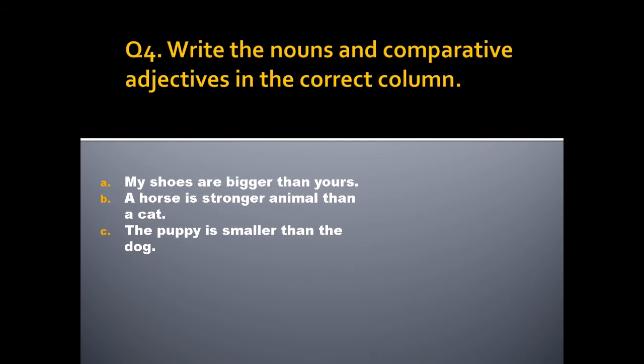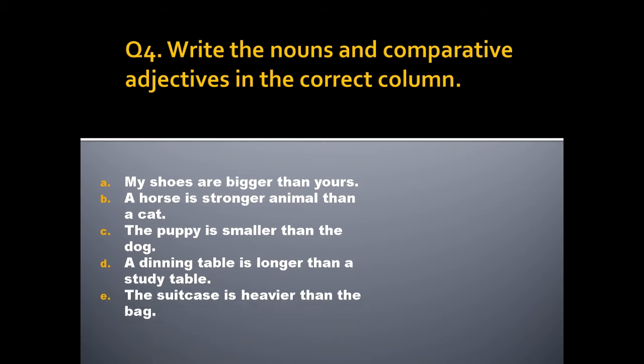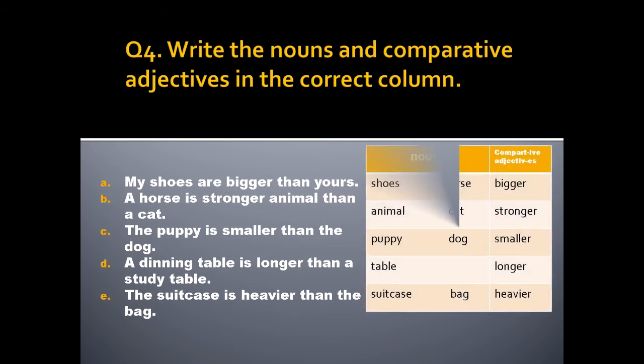The puppy is smaller than the dog. A dining table is longer than a study table. The suitcase is heavier than the bag. Now class, see the table in which you can see the nouns and comparative adjectives. So you should know what nouns are. Nouns are the naming words. For comparative adjectives, you have to see that we add er at the end. So you have to put the nouns in the nouns column and comparative adjectives in the comparative adjectives column.